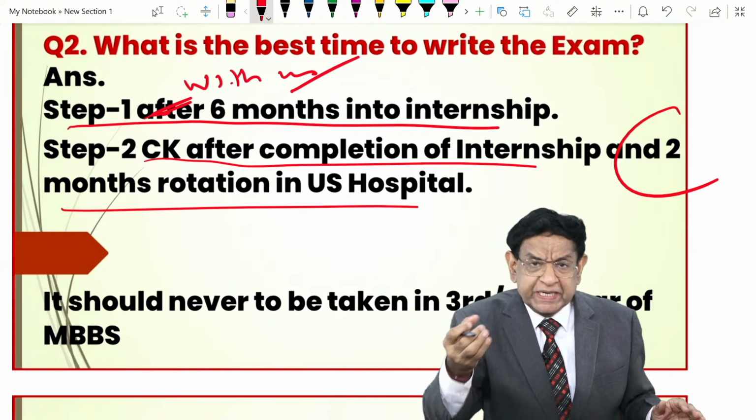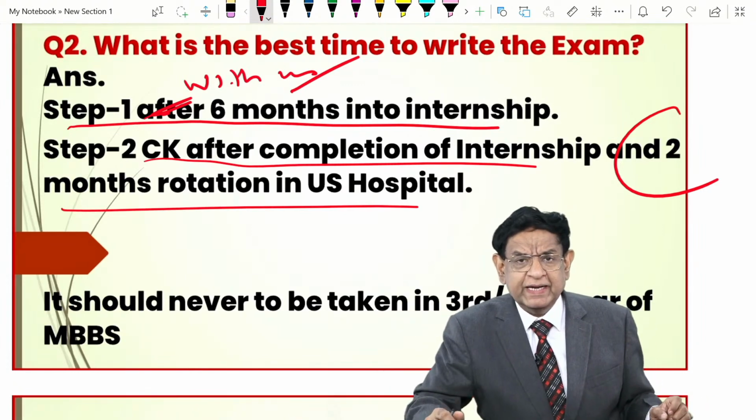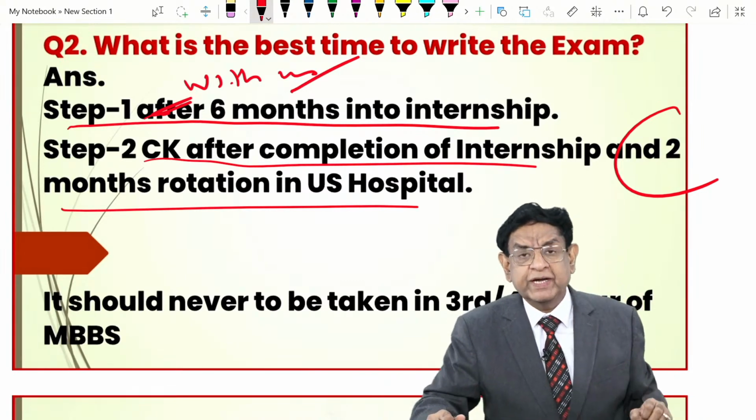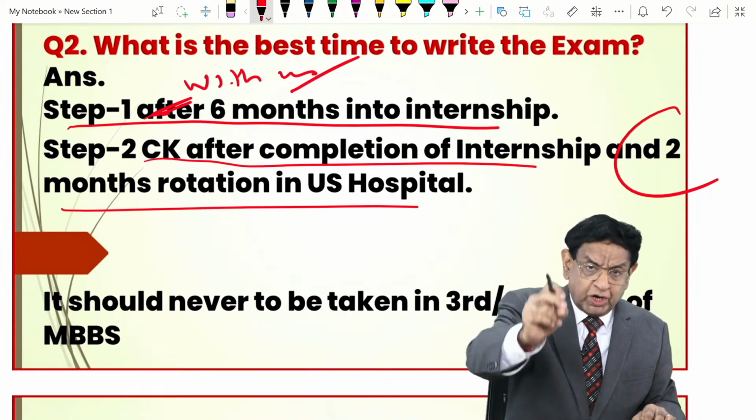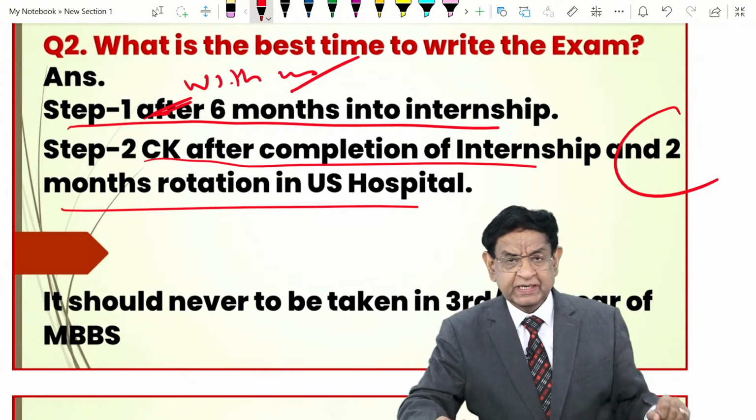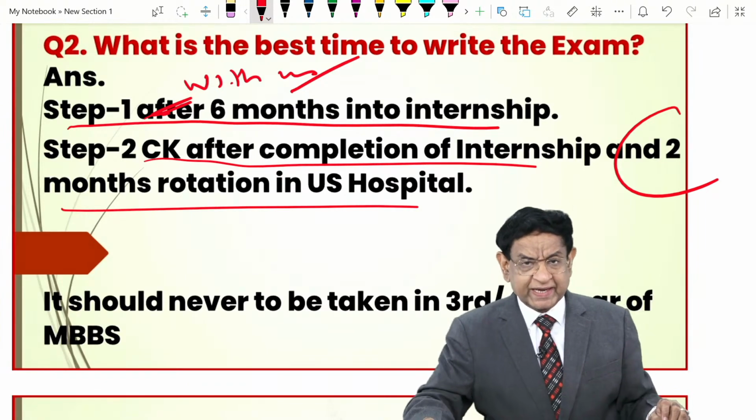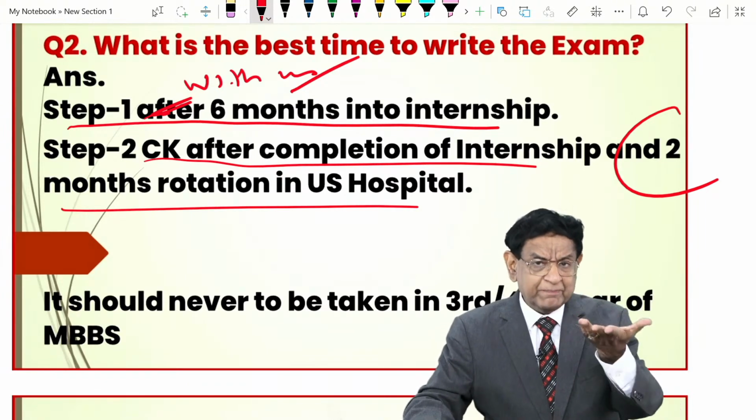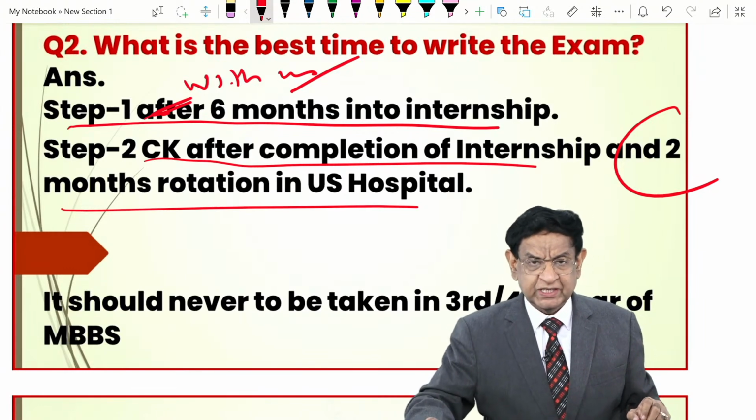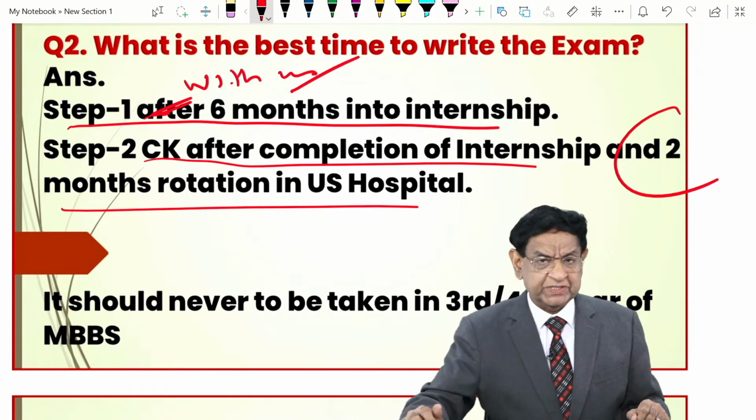Remember, even if you clear your Step 1 in third year, you cannot go to USA till you have done your internship. And now your knowledge in internship is far better than in third year. Those of my colleagues who are in final year or internship will agree with me. Remember, they ask clinical-based questions. In third year, you have not seen any clinical cases. So don't commit this blunder.